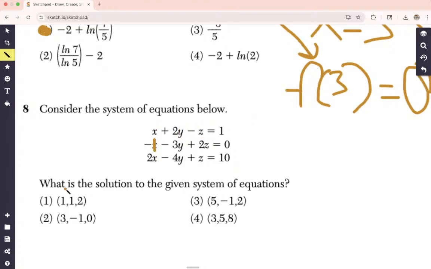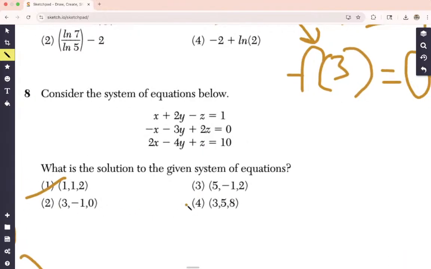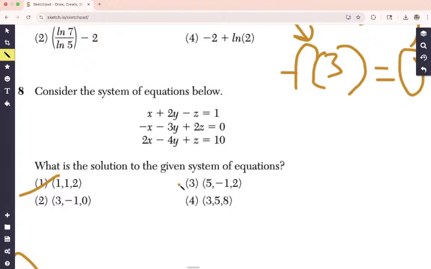If x is equal to 1, y is equal to 1, and z is equal to 2 here, you're going to have negative 1 minus 3 plus 4, because 2 times 2 is 4, that is equal to 0. Alright, let's check the final one. If x is 1, y is 1, and z is 2, you're going to have 2 times 1, which is 2. 2 minus 4 plus 2, that's not equal to 10. Alright, so it can't be number 1. And then you can just guess and check the rest.